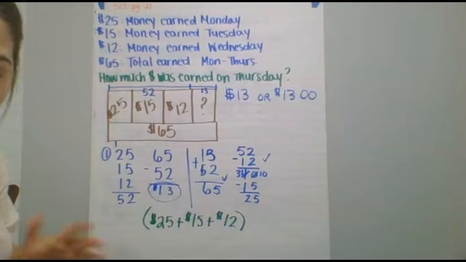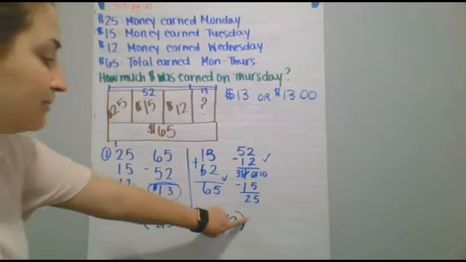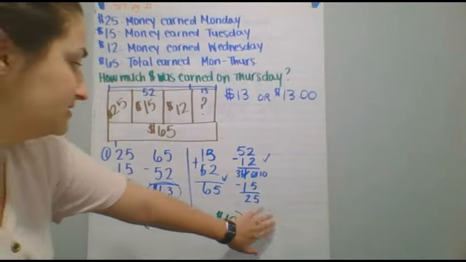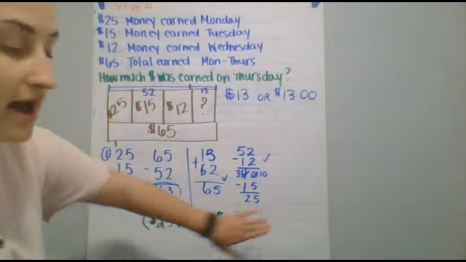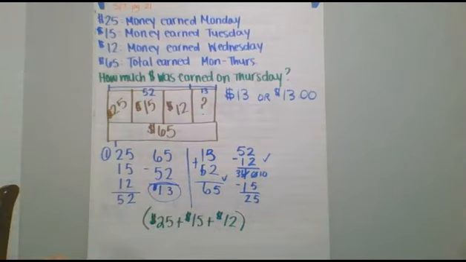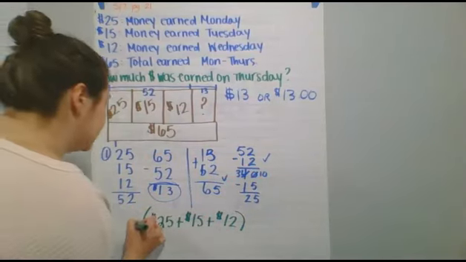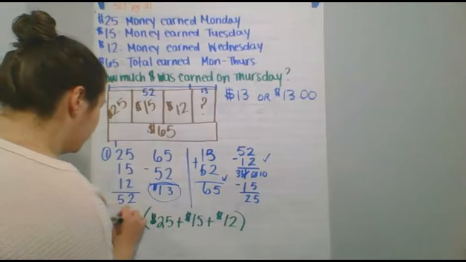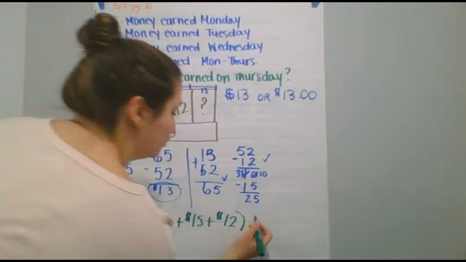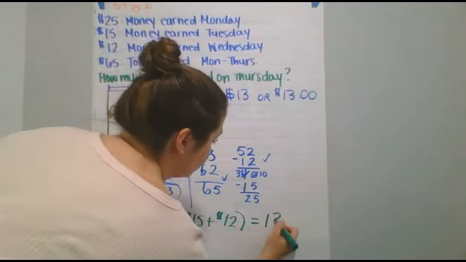So this is kind of where one of those misconceptions come in. If I put minus 65 here, that's going to be 52 minus 65. And we know that that's not correct. So I want to take my 52 from 65, which means that $65 needs to go at the beginning. Because that's 65 minus 52, which then gives me $13.